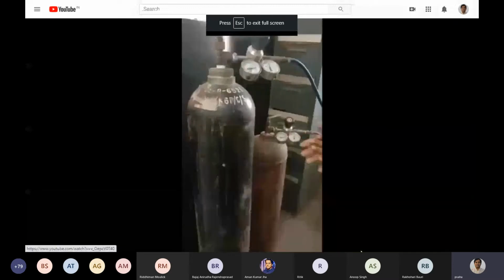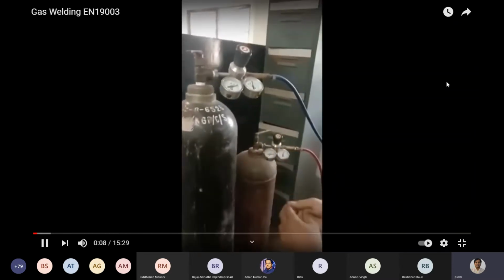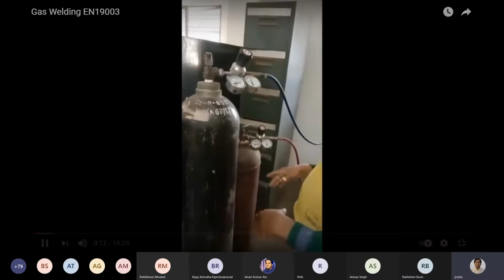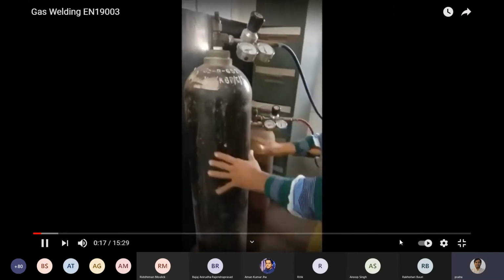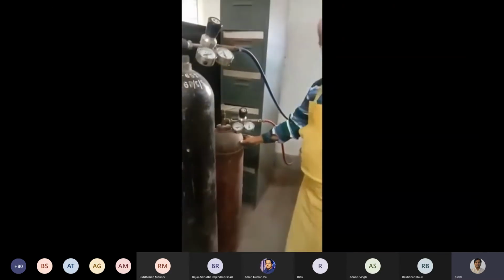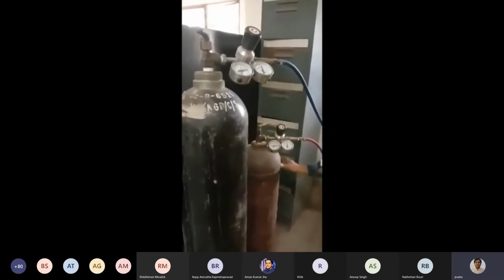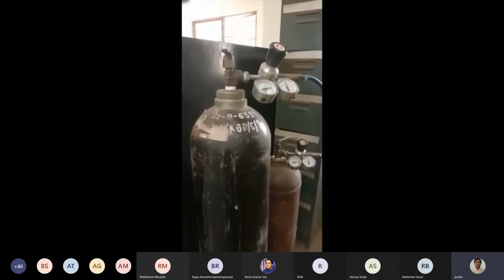So for gas welding, here we are using oxy-acetylene gas welding. What are the equipments? First, you need two gas cylinders. This one is the oxygen cylinder, and this is the acetylene cylinder. The oxygen cylinder is black in color, and the acetylene cylinder is maroon in color. Different color codes are used for different gas cylinders.